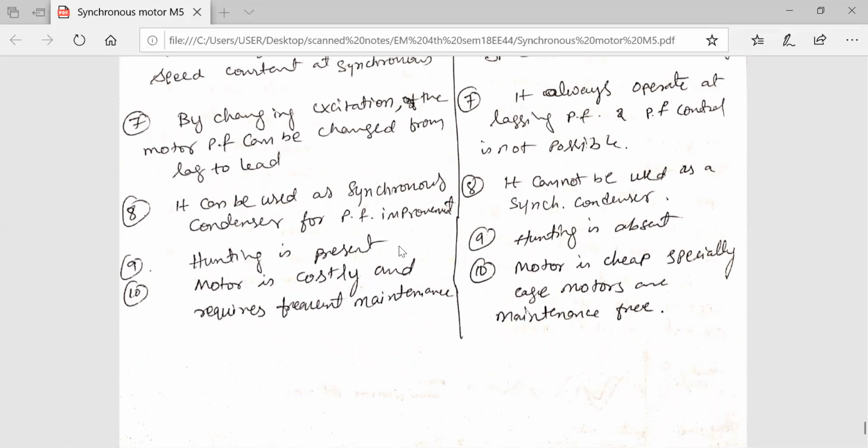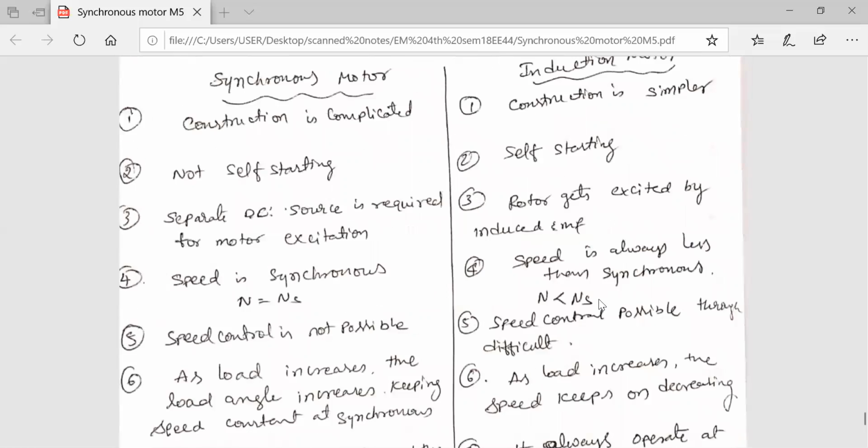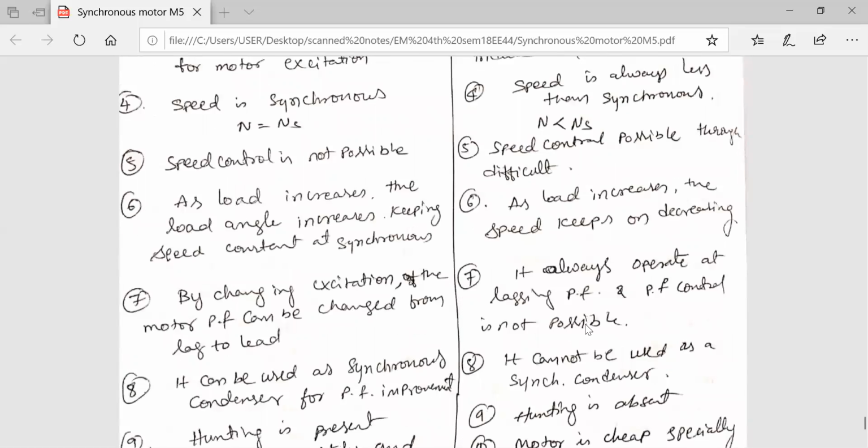And synchronous motors are very costly because of so much complexity in the construction, and they require frequent maintenance also. But the induction motor is available very cheap, and especially cage motors are very cheap, and maintenance is also very low. Okay, so hence almost all industries use the induction motor for a lot of applications.